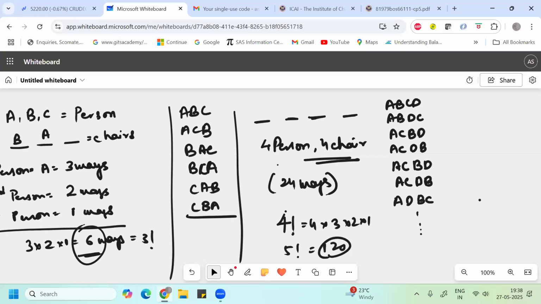So I really don't expect that you can solve it manually, like 5 chairs, and then figure out 120 ways and all. That would be very cumbersome work to be engaged in.